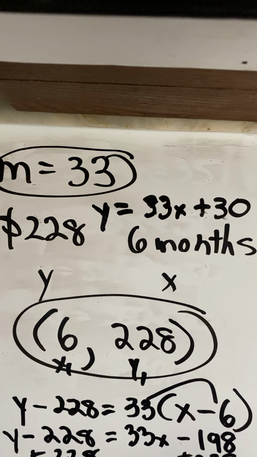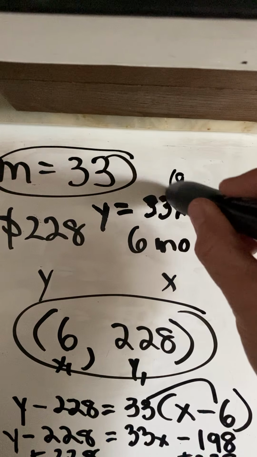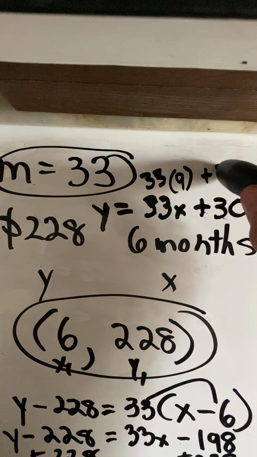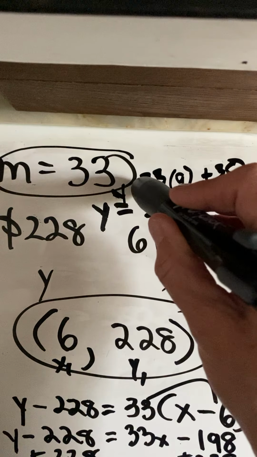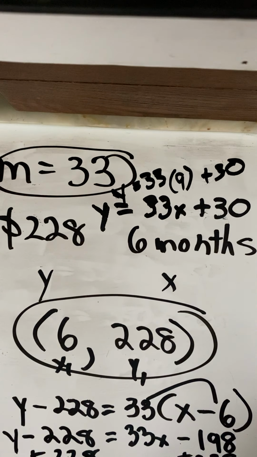the total cost after 9 months. That means let x equal 9. So I'm going to do 33 times 9 plus 30, and that will give you the total cost. So you can all do that on your own to get your total cost. Now we're going to look at page 8A, and we're going to do number 5.